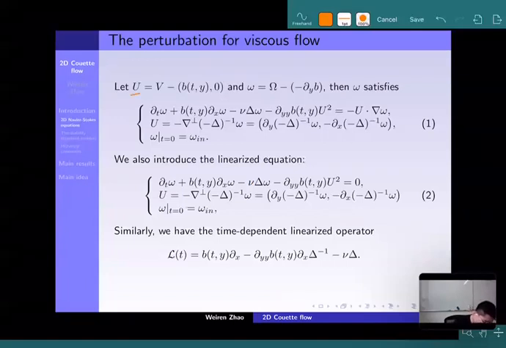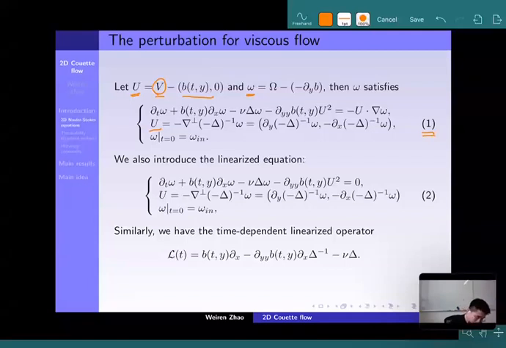Okay, so once we introduce the perturbation, we introduce this difference. So V is the solution of the Navier-Stokes equation, and the difference between V and this shear flow we call U, and this U is a perturbed velocity. And also we can introduce this perturbed vorticity. Then this vorticity will satisfy equation 1. It's slightly complicated, right, compared to the original Navier-Stokes equation. And then this U you can also recover by the Biot-Savart law.